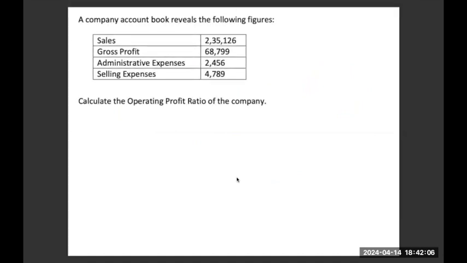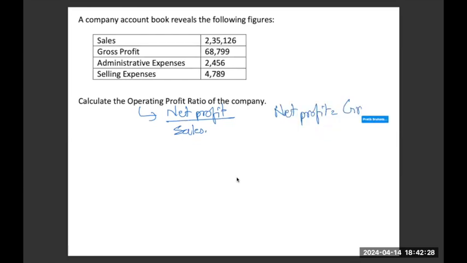A company's account book reveals the following figures. You have to calculate the operating profit ratio. The operating profit ratio is actually net profit upon sales. And net profit is equal to gross profit minus all expenses. So in this case, in order to find the operating profit ratio, I will first have to find the net profit.